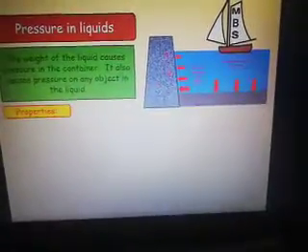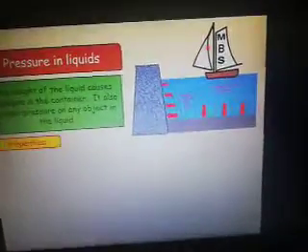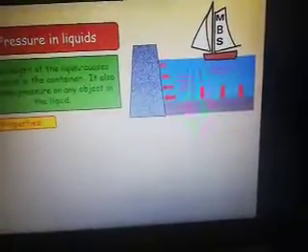So let's say you have the object: this is the dam, this is the ship, and this is the ground. All of it has pressure due to the liquid weight. Let us study the properties of the liquid.